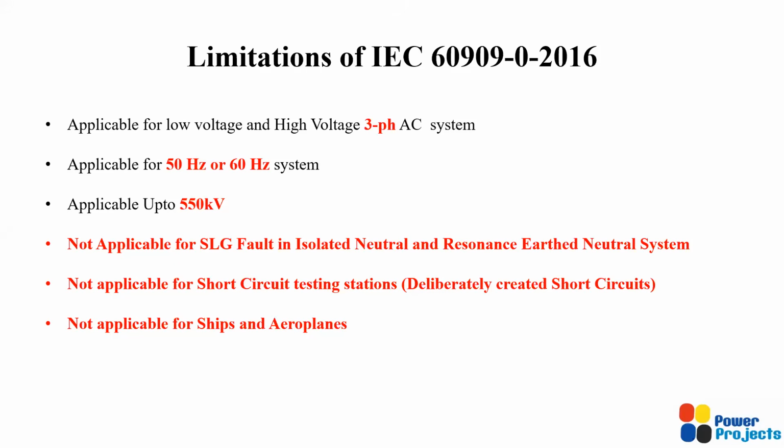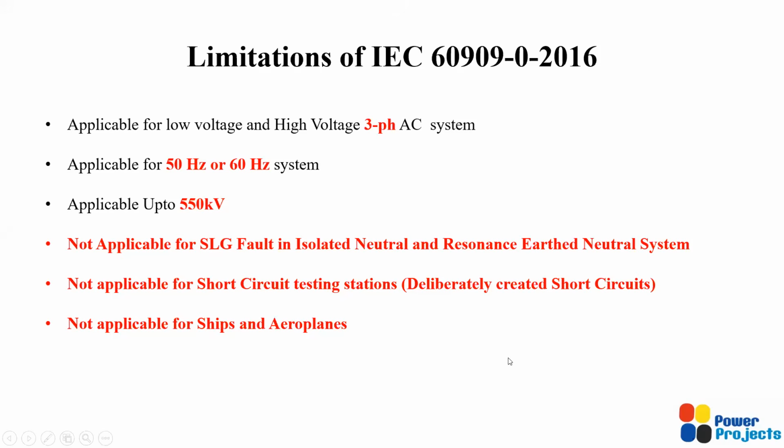And IEC 60909 is not really applicable for ships and aeroplanes. So if you are working on a ship power system, then ensure that you are not using IEC 60909. IEC 60909 explicitly excludes ships and aeroplanes. Yeah, these are the limitations. So probably now you can understand where this IEC is applicable.